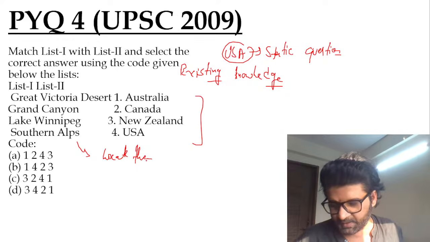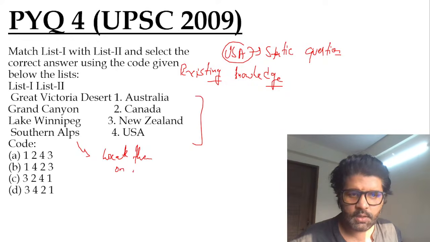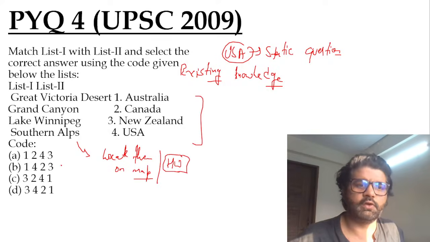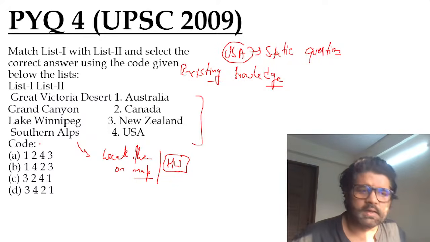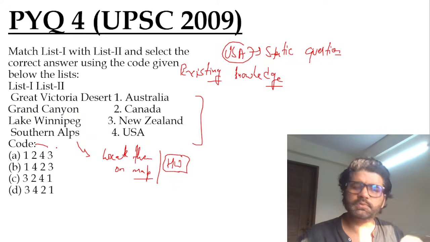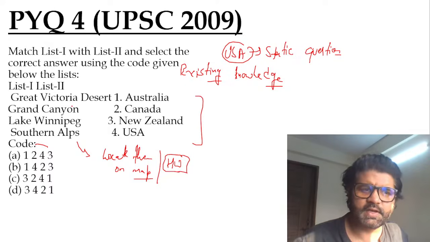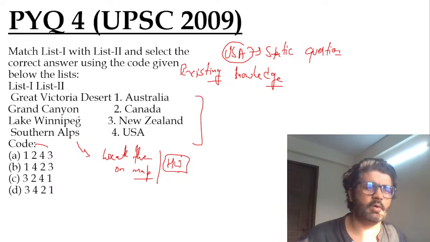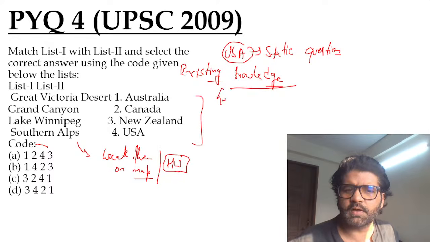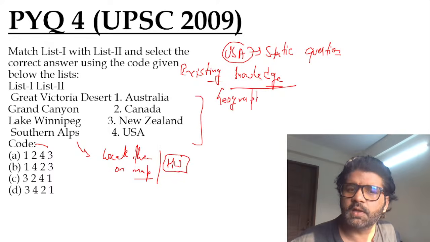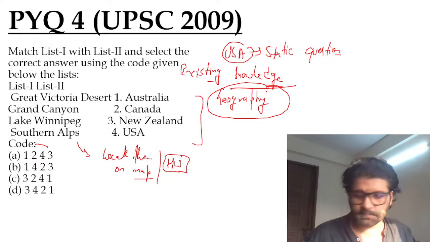So Iltush and Jivayan have given the answer. Locate them on the map, guys. After this is your homework. First, try to solve. You may have heard about the Great Victoria Desert, Grand Canyon, Lake Winnipeg, Southern Alps. Just try to see where they are. Where is the Grand Canyon? We keep on hearing about it if you read geography even a little bit. You should have heard about the Grand Canyon.